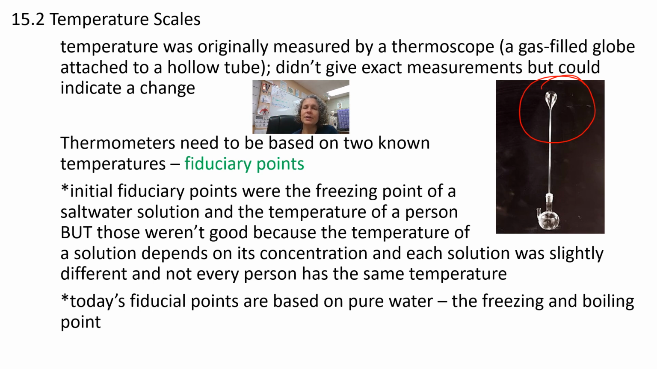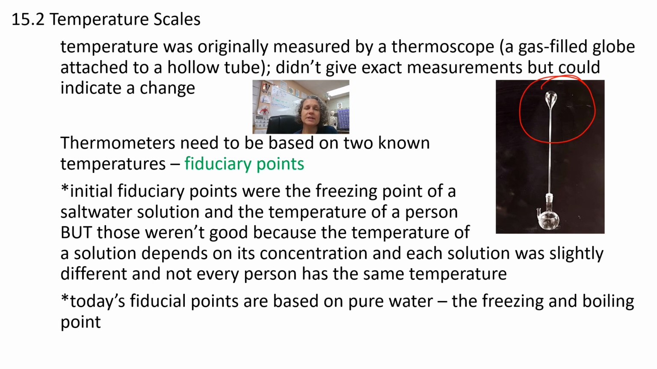So there weren't any real exact measurements. It's not like it was going to say 45 degrees, but it did indicate that the temperature was changing, getting warmer or colder. And so it was kind of the beginning. Galileo, I believe, was the person who developed the thermoscope. And so it was the kind of precursor to thermometers.